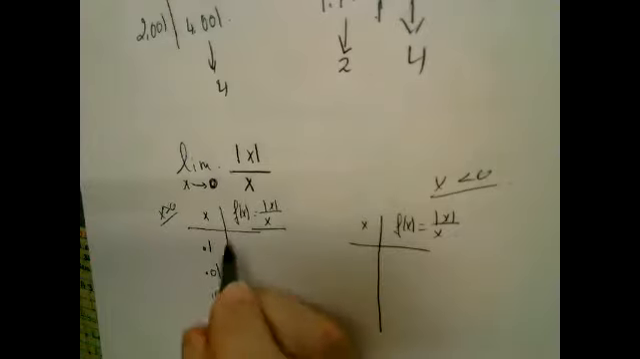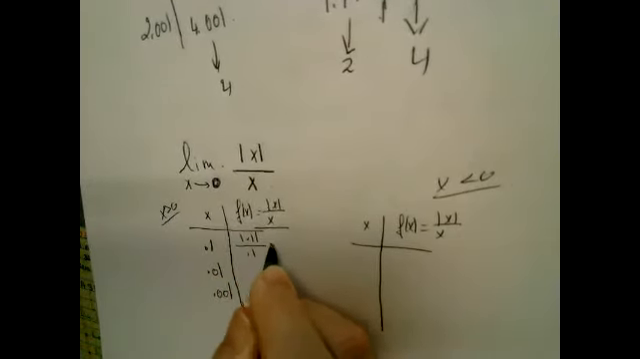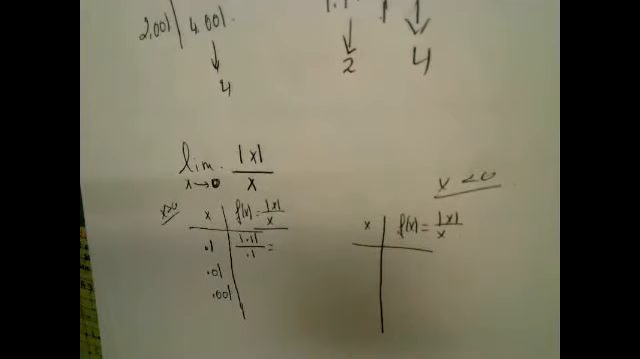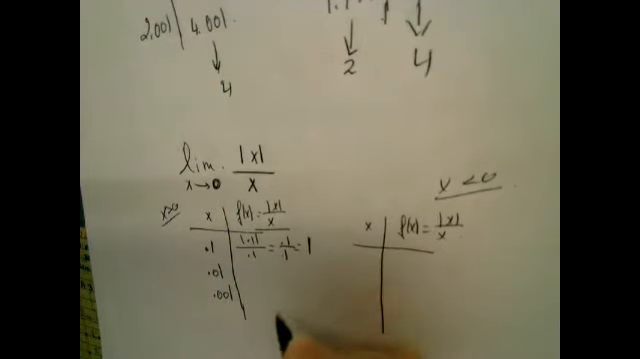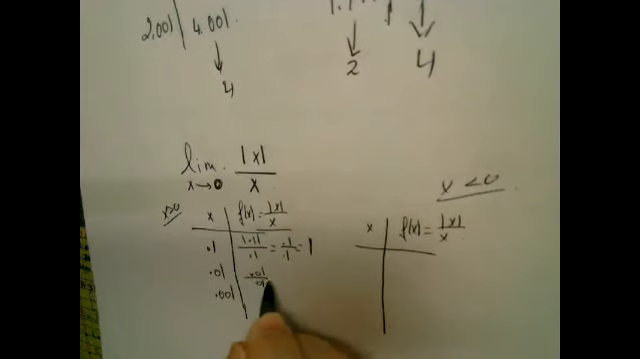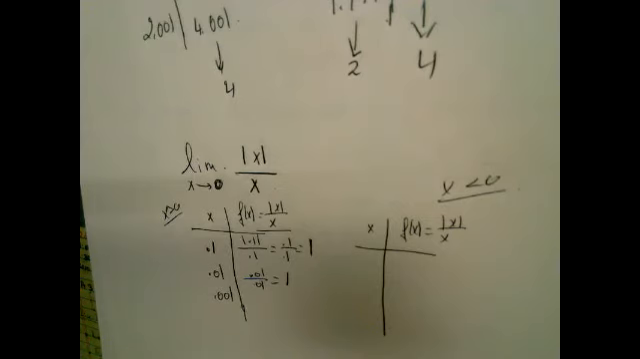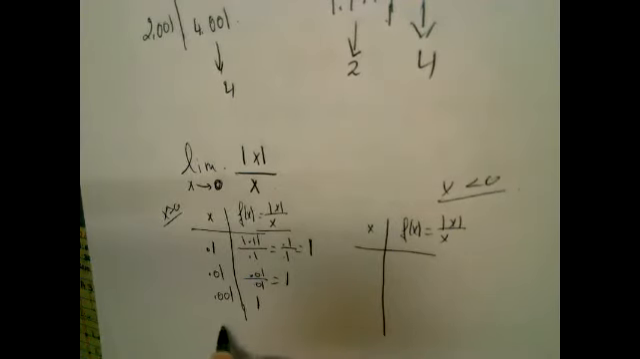All right, at 0.1, what is the output? It's the absolute value of 0.1 over 0.1. But the absolute value of 0.1 is a positive number, so the absolute value is 0.1. So it's 0.1 over 0.1, which is a 1. At 0.01, again, 0.01 is a positive number, so the absolute value is 0.01 over 0.01, which is absolutely a 1. Again, even if I take any smaller value, I'm getting a 1.